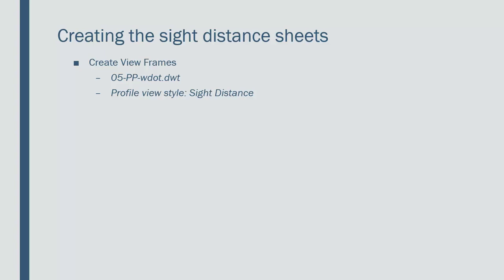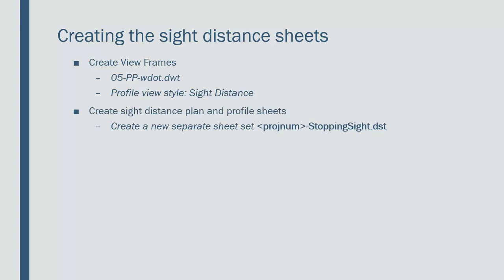And there is going to be a choice during this process to set the profile view style. The WIS.dot standards have a site distance profile view style built into it, so you won't have to recreate this every time. It'll be there automatically. We do want to make sure to set that on our way through. Then we'll be creating the site distance plan and profile sheets. We'll do that through the regular sheet creation process tools.